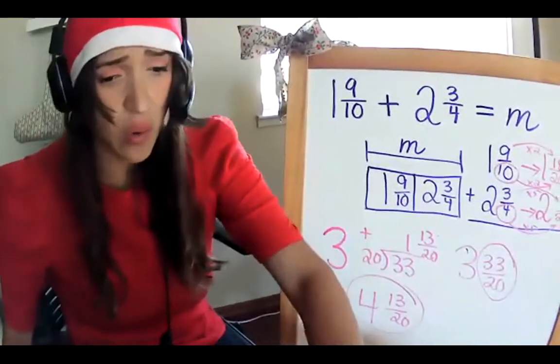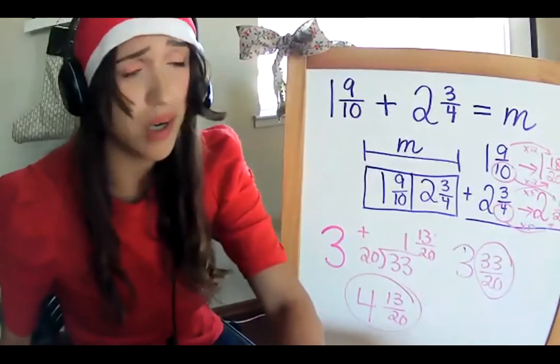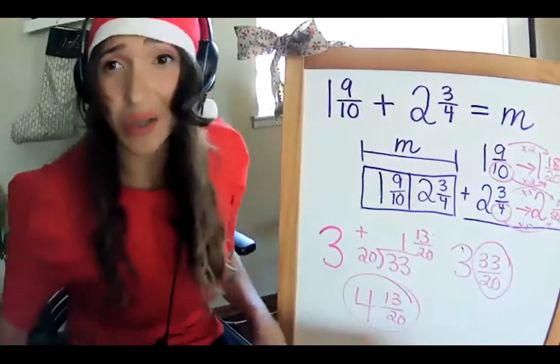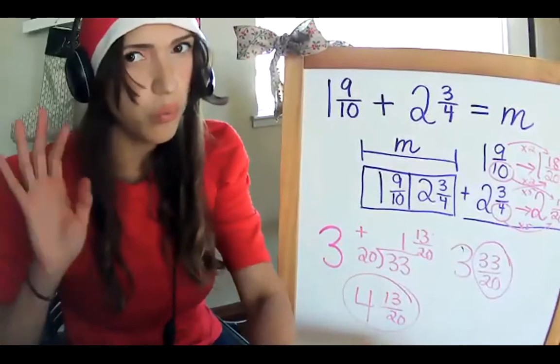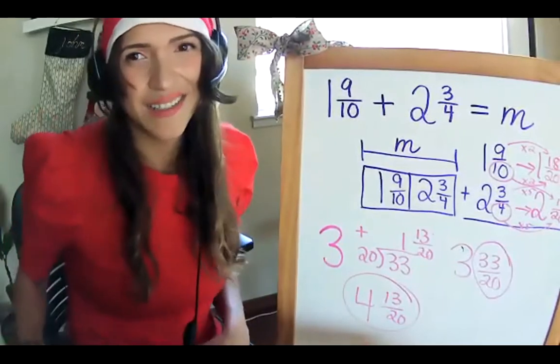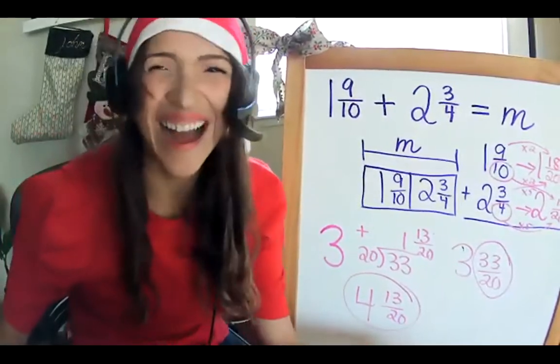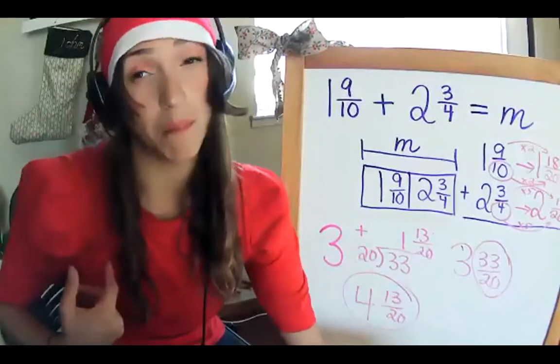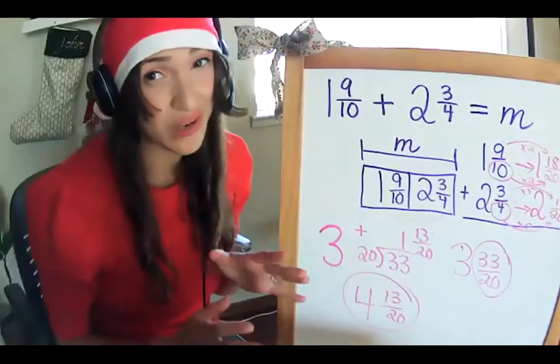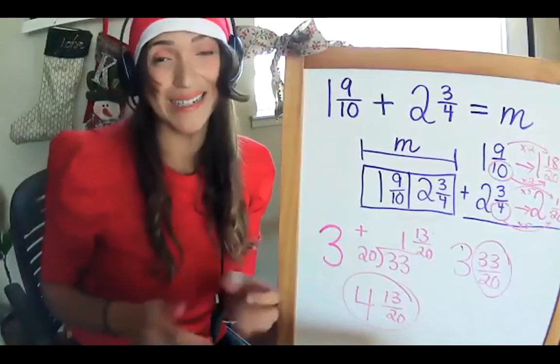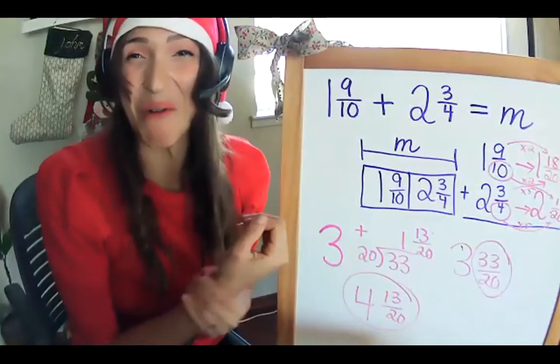All right, so how far did I walk with Pepper? 4 and 13 twentieths of a mile. That's a lot. That is. Is that true? No, I walk that far on my own, but Pepper is a little too young to actually walk that far.